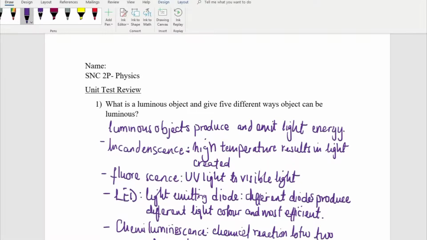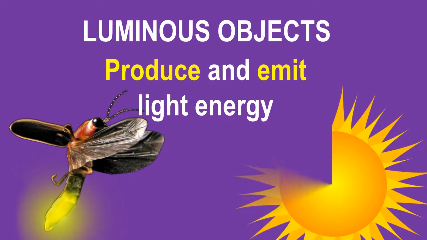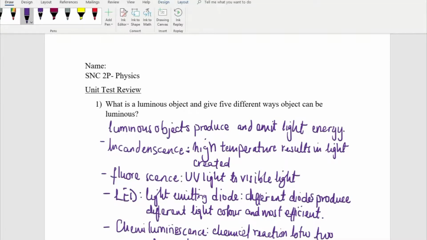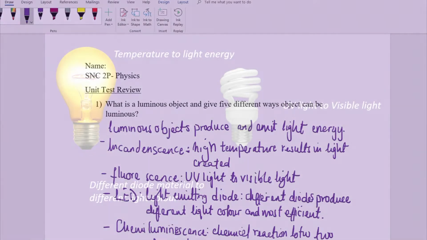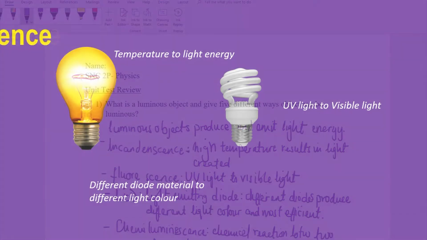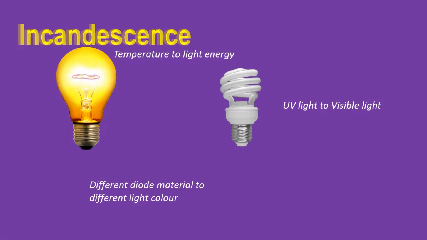So here we have the first question, which is: what is a luminous object, and give 5 different ways objects can be luminous. First we need to know that luminous objects produce and emit light energy. Examples, 5 that we talked about in other classes, start with the incandescent light bulb, where higher temperature results in light created and moving from the red region to the blue-white region.